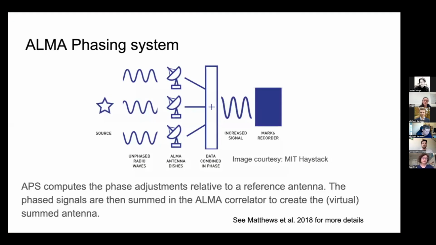A bit more detail about the ALMA phasing system. This system computes the phase adjustments for each antenna with respect to a reference antenna. After these phase adjustments have been implemented, and this is done in real time, all these antennas can then be summed together to create, in the ALMA correlator, the virtual sum antenna. If you want to know more details about this, please have a look at the publication of Matthews et al. 2018.